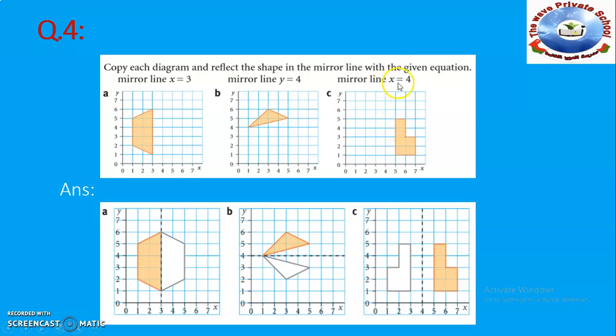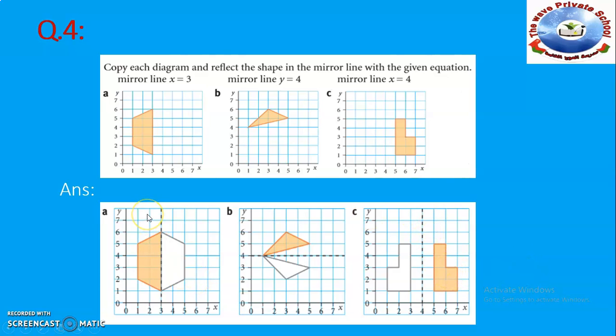Mirror line x is equal to 4. X is at the downside, so 1, 2, 3, 4. So you will draw the mirror line at x is equal to 4 and draw the image. The object is 1 block away and covers 2 blocks here. So same like that, the image covers 2 blocks and is 1 block away. Distance is the same. Distance should be the same always. So this is the image of this C part shape.